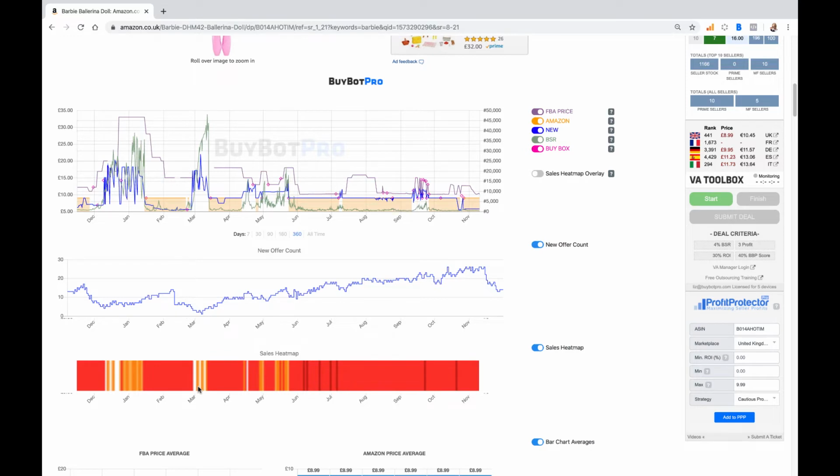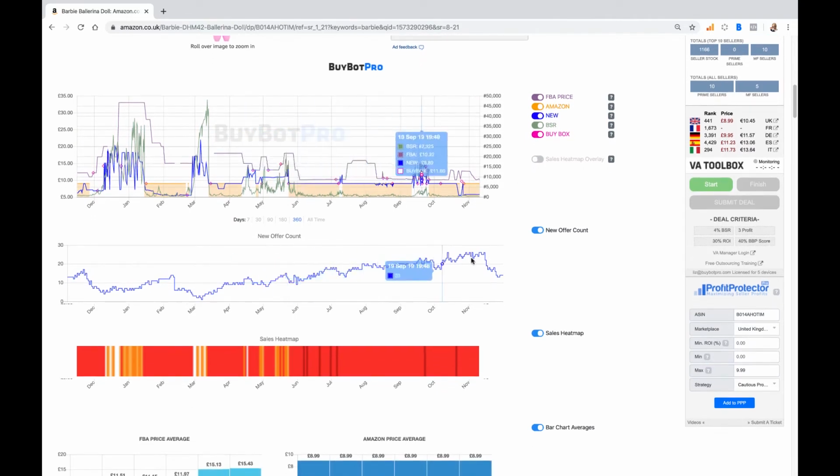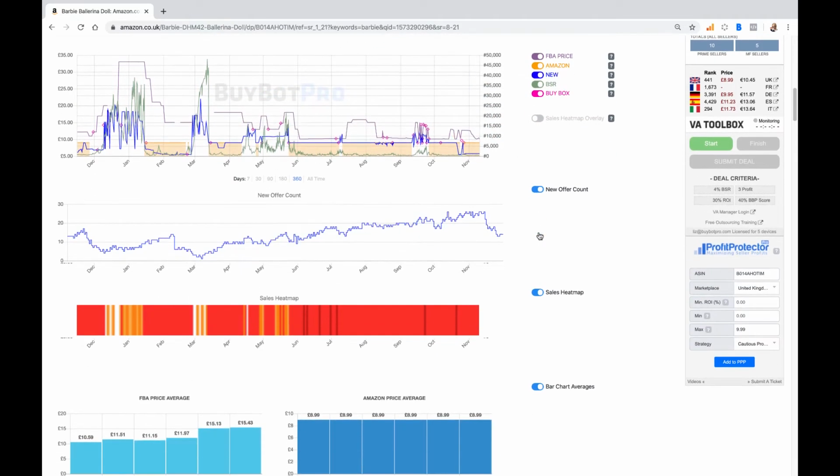Now, if you want to, you can toggle this on here, and it will overlay that over the top of the main chart. So you can see straight away where those intense sales are, and it helps you get used to how a chart feels and what information it's telling you as well. And you can swap those on and off as it suits you and as you prefer. And obviously this new offer count that we've already talked about, you can toggle that on and off too. Together with the sales heat map, you can toggle that on and off as well. So if you don't want to see it there, you can just toggle it off and BuyBot Pro will remove it from your screen for you.